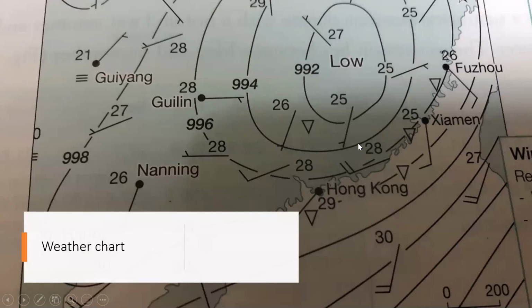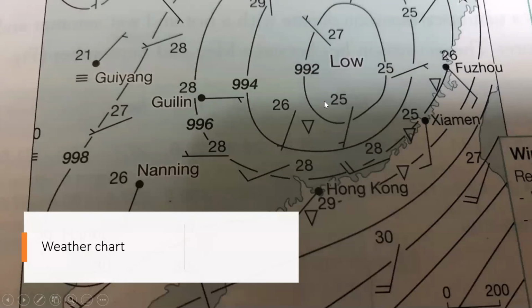And you see the number, for example, in Fuzhou, you see 26 here is the temperature. And then you see this sign, okay? This is the symbol for wind. And the direction it points to is the wind direction. And then here, this small part is the wind speed. This represents 5 kilometers per hour. And this represents 2.5 kilometers per hour. The more this line, the higher the wind speed is.